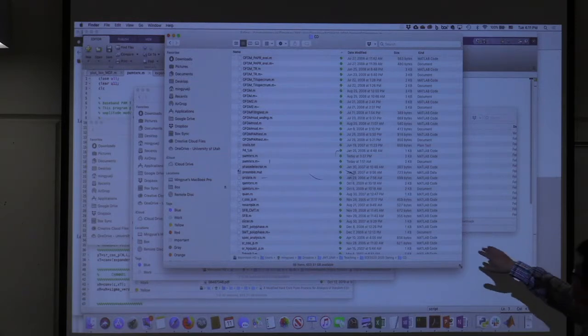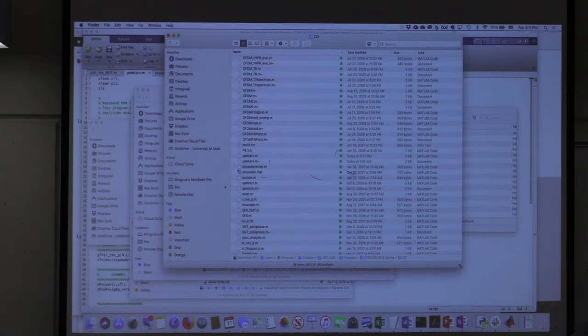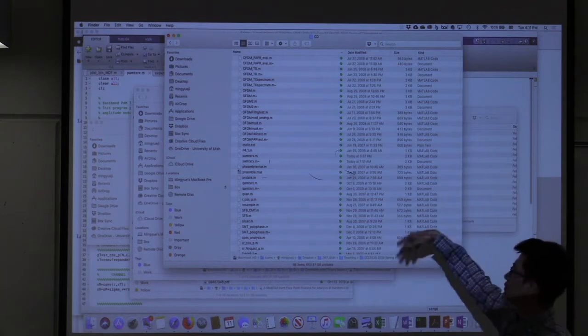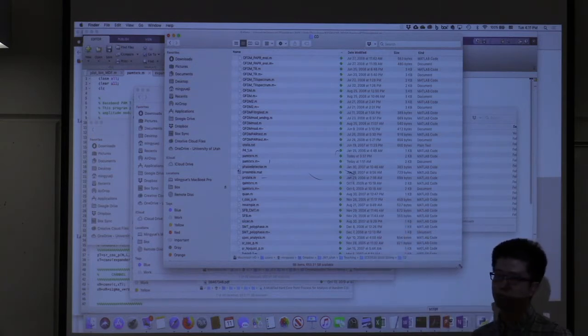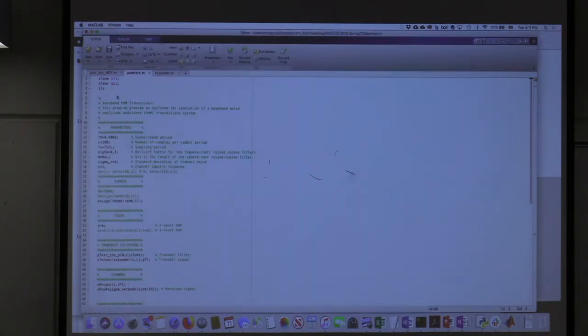We can download the CD from his website. Unfortunately, for some reason, his website is down, but I'll put that on our Canvas, along with the website. You can download it from there. There are a number of files that you can play with, and you have to use some of those to do your homework as well. Here, what I'm going to demonstrate is this file, PAM transmit receive.